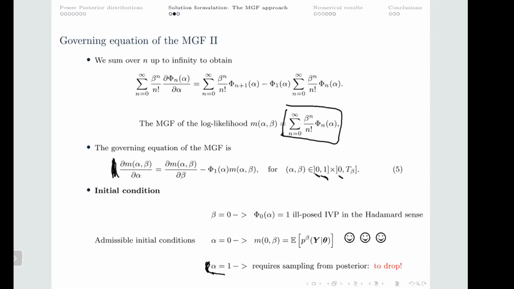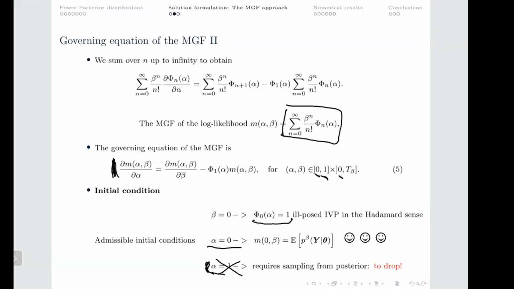So this one we drop it. And then if you look at beta equals 0, that will give us the following initial condition, and that will lead to an ill-posed initial value problem, because we will have an infinity of solutions. Then our choice will be alpha equals 0.